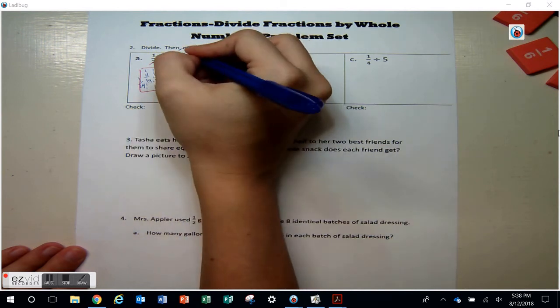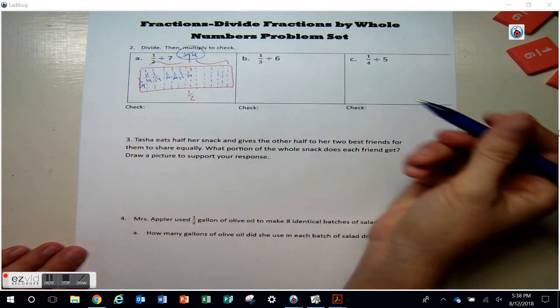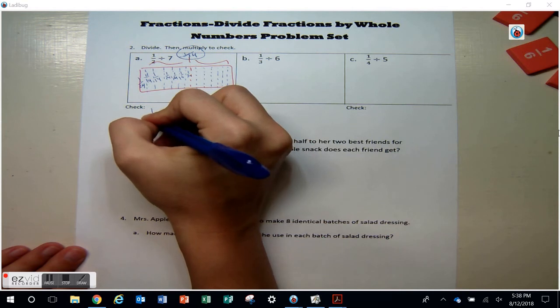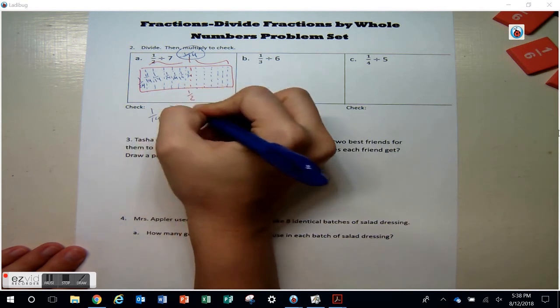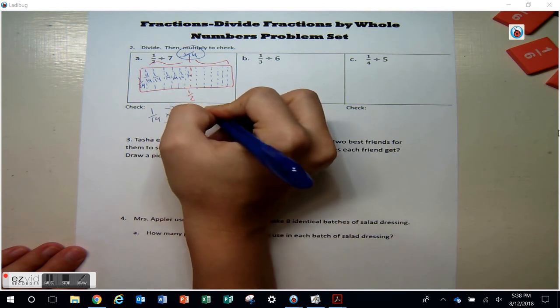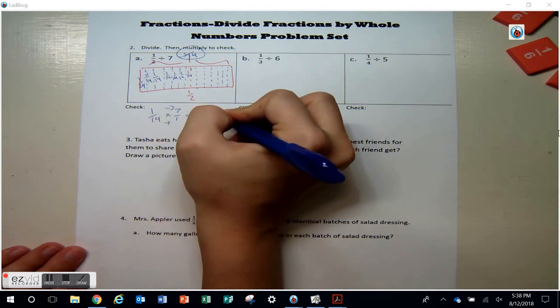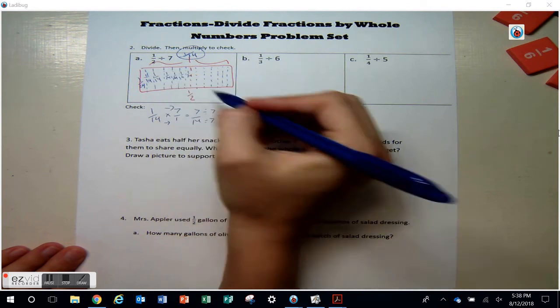Check it. 1/14. A little sloppy there. Sorry, guys. 1/14 times 7/1 equals 7/14. Divide by 7, top and bottom. We get 1/2, which was our goal.